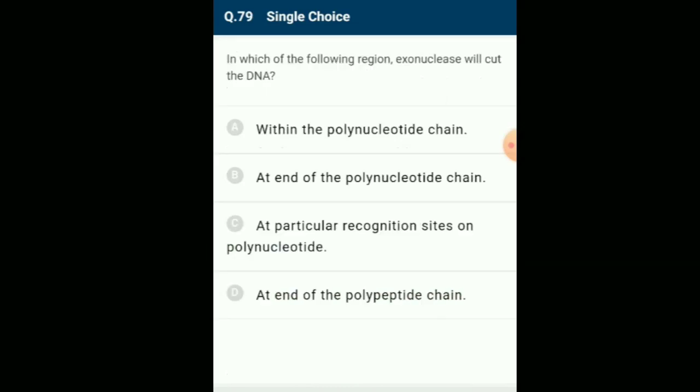Question number 79. In which of the following regions will exonuclease cut the DNA? Restriction enzymes belong to a larger class of enzymes called nucleases. They are of two types, exonucleases and endonucleases. Exonucleases remove nucleotides from the ends of the DNA, whereas endonucleases make cuts at a specific position within the DNA. So the answer is option B, at the end of the polynucleotide chain.